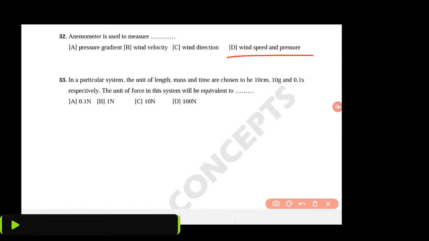Okay. Our question 33 says, in a particular system, the unit of length and time are chosen to be 10 centimeter.